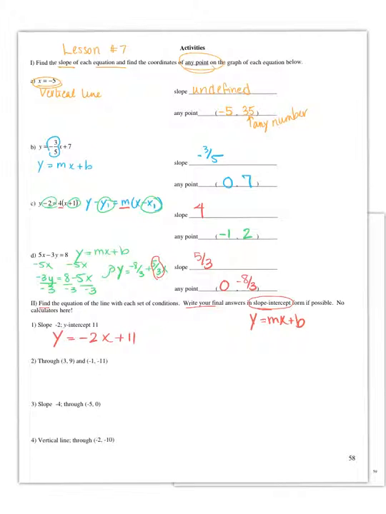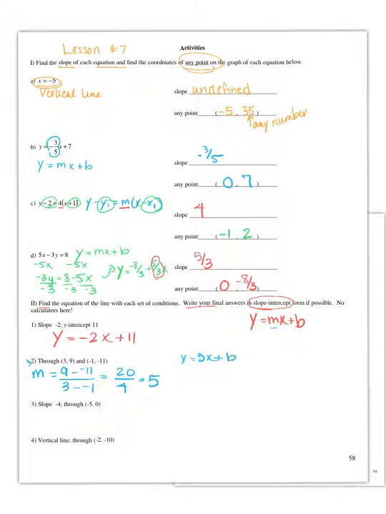In the second one, we're given 2 points, so first we need to find the slope. We're going to use our slope formula. M equals 9 minus -11 over 3 minus -1. This will come out to be 20 over 4, which is 5.